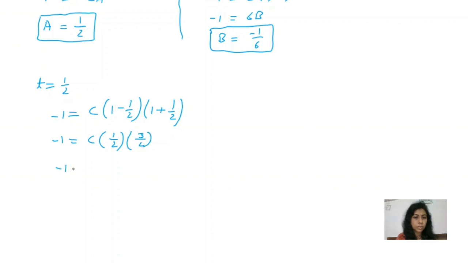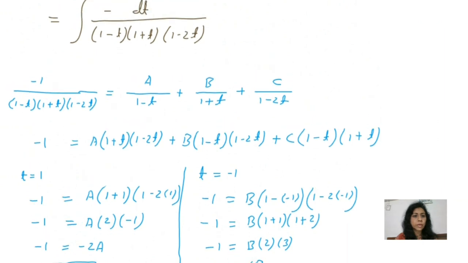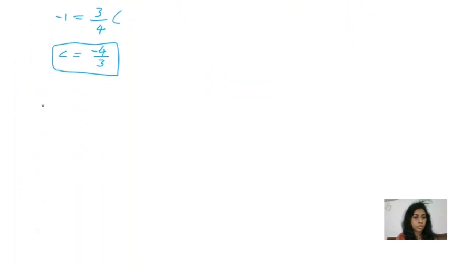So minus 1 is equal to C times, 1 times 3 is 3, 2 times 2 is 4, so 3 upon 4 C. So what is the C value? Minus 4 upon 3, and this is the C value. So our fraction will be, here we can substitute the A, B, C values: minus 1 upon (1 minus t)(1 plus t)(1 minus 2t).